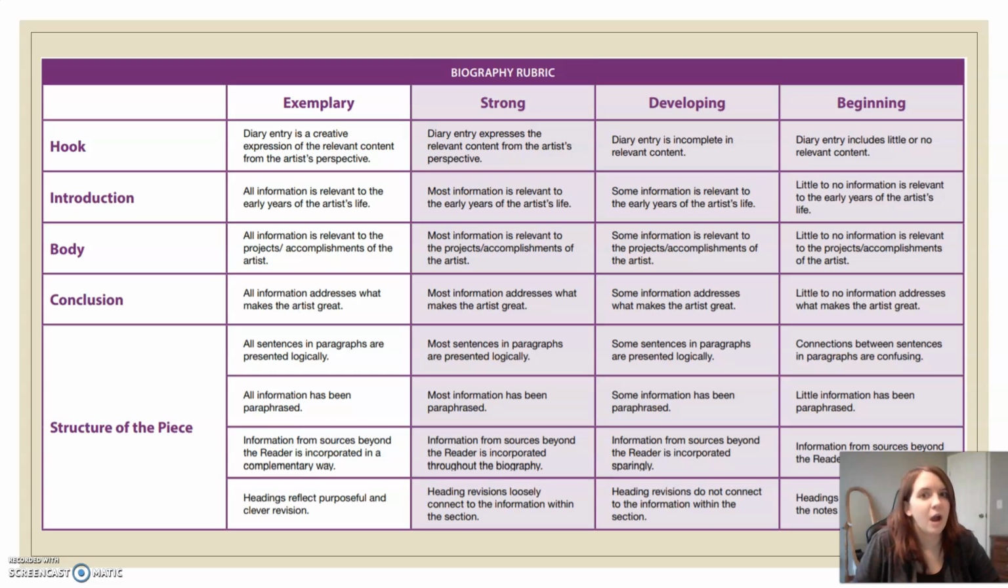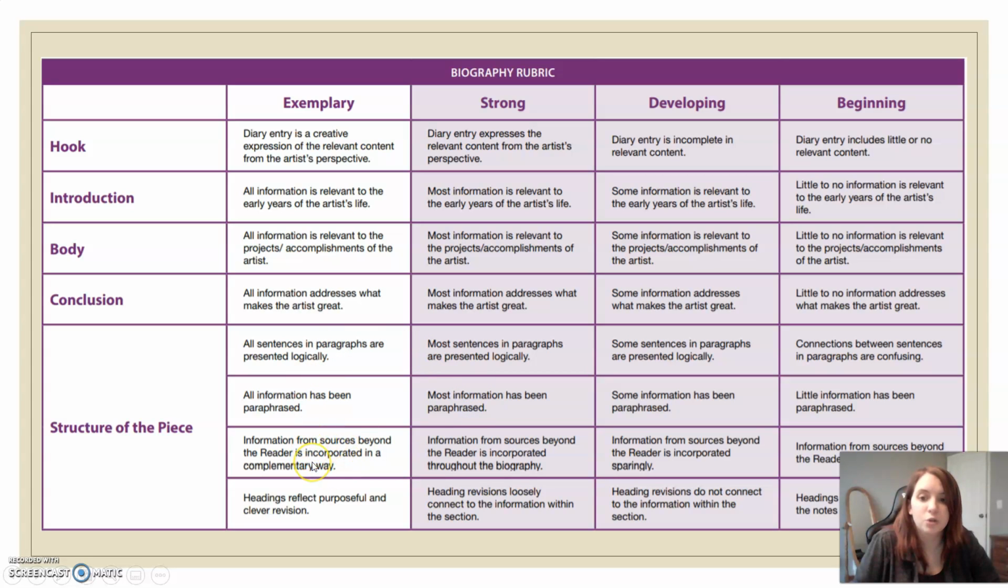And of course, we want to use our rubric. So this is what we're going to be looking for while you're creating your diary entry. So this part obviously is what we want to aim for. So make sure it's creative and expressive. It's relevant, meaning it makes sense. We want to make sure it actually addresses what makes them great. We want sentences and paragraphs to make sense. We want paraphrase. Remember, we do not want copied words from our story. That's plagiarism. We want to be able to paraphrase it into our own words.